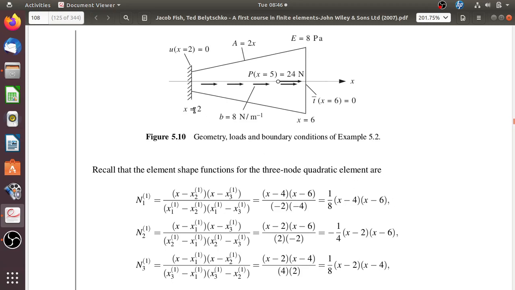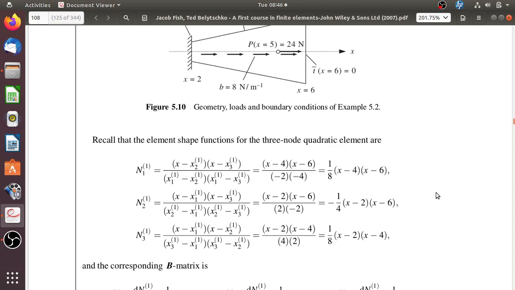When x is equal to 2, this will give 1, and when x is equal to 4 or 6, this will give 0. The same goes for this one as well: when x is equal to 2 or 6, this will be 0, and when x is equal to 4, this will give 1. You could also verify N3. So fine, we have the shape functions for this 3-noded quadratic element.